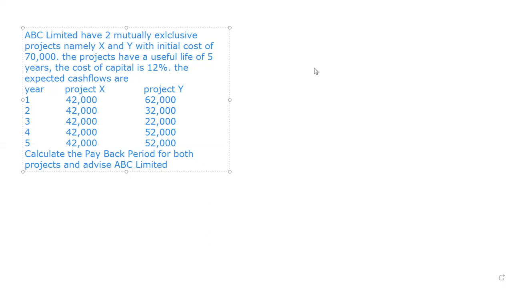Now, I would like to start with the first one, the one which has a constant cash flow, which is project X. Now, remember, annuity payback period. This is how you get it.